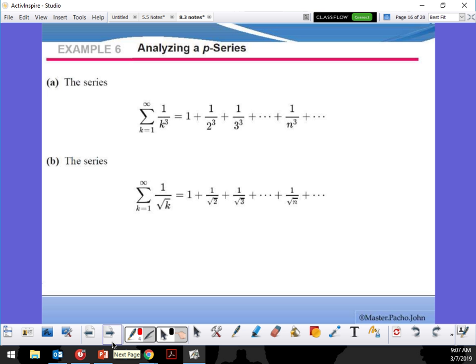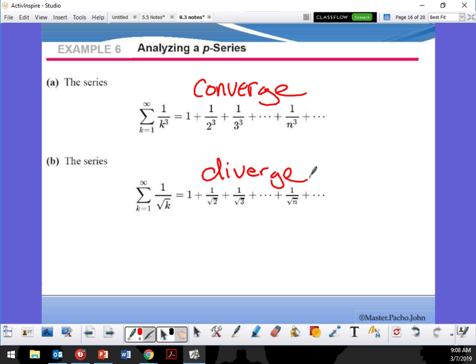All right, the series. Analyzing it. So, what am I going to tell about this first one? What's my p? 3. What rule does that follow? Greater than 1, so this is going to converge. Letter B. What is my p? 1/2. So that's going to diverge, because it is less than 1 but greater than 0. Super easy now, right? Good.